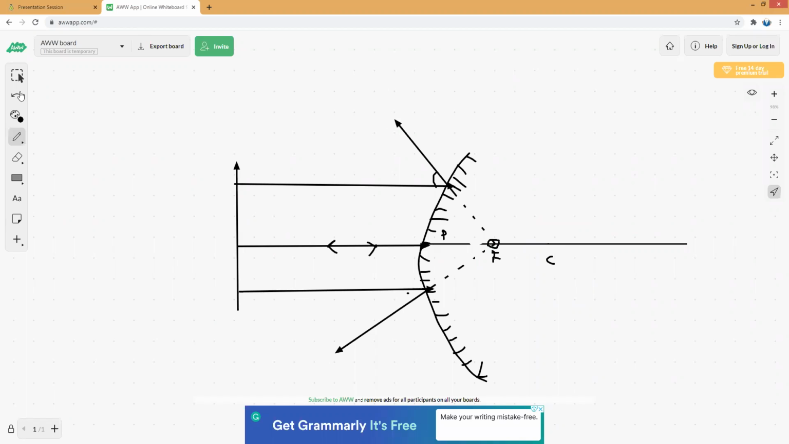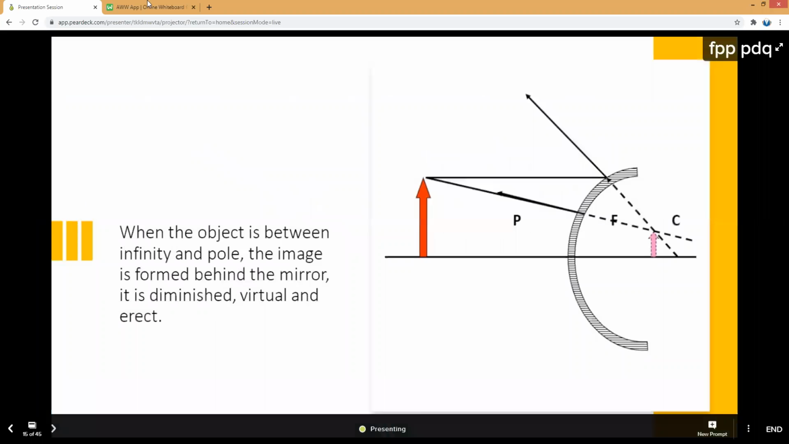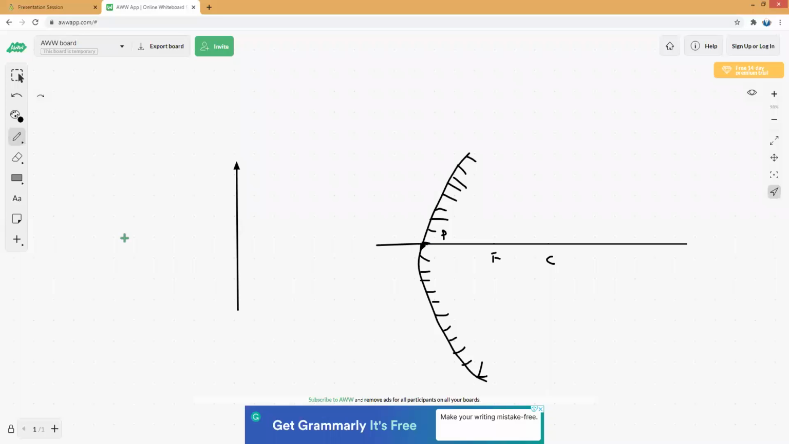Okay, let's clear the screen, next one. Just erase the screen. You can try. I think you need the principal axis for this. Yes. I'll draw, don't worry.